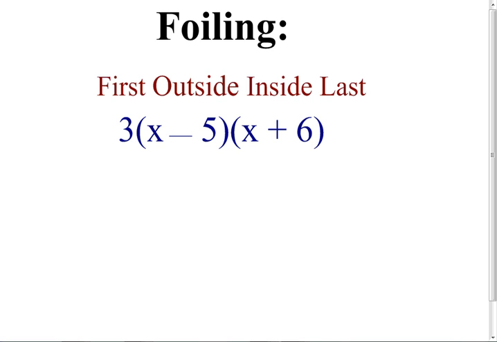Now, the next one that some people are already up to is this one. Okay, now listen carefully. 3 is just a number. If x is 10, for instance, 10 minus 5 is 5. That's just a number. And x plus 6, if x is 10, that's 16. It's just a number. I'm multiplying 3 numbers. I don't know what x is, but it doesn't matter. X minus 5 represents a single number.